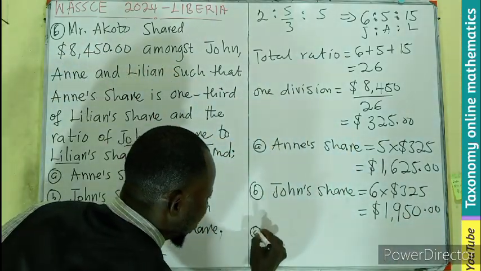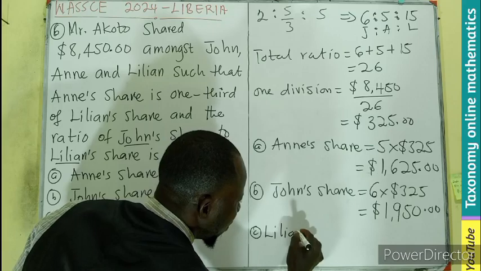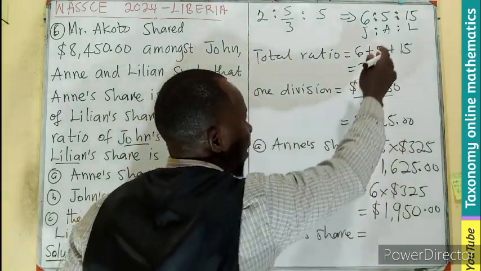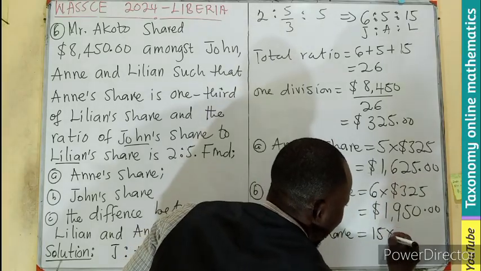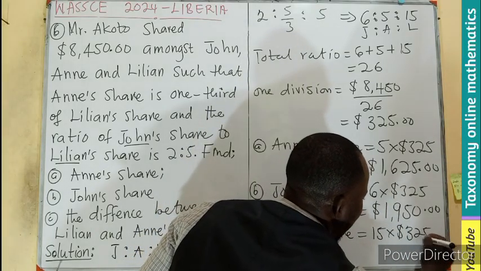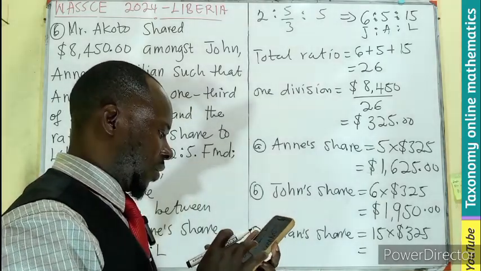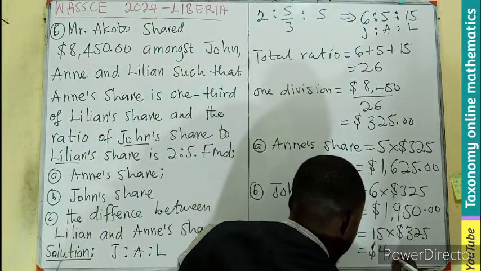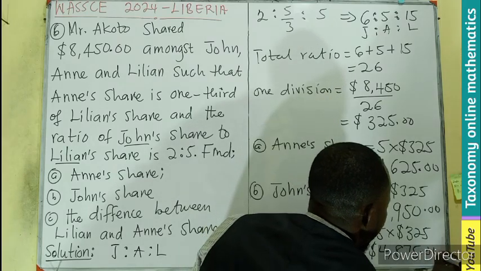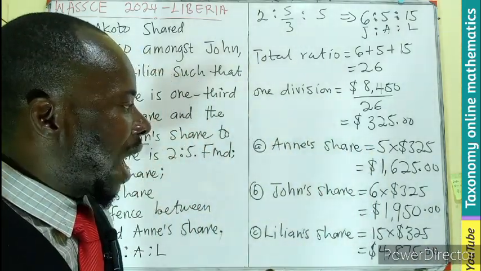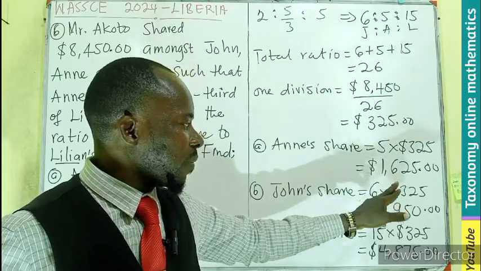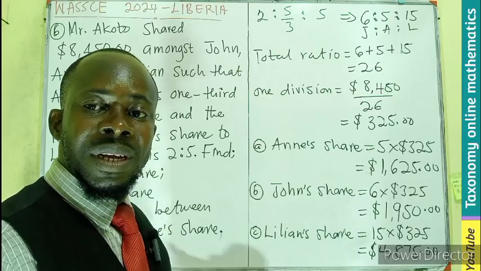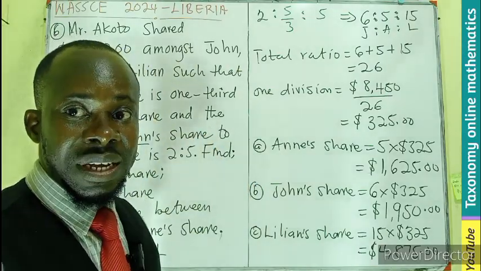Let's go ahead and find that of Lillian. Lillian's share, which means Lillian is picking 15 parts times the $325. And that would be $4,875. So in all, if you were to add the 1,000, the 9,000, and the 4,000 together, we should be getting the 8,450 that they are sharing.